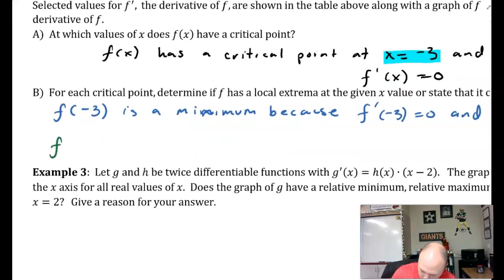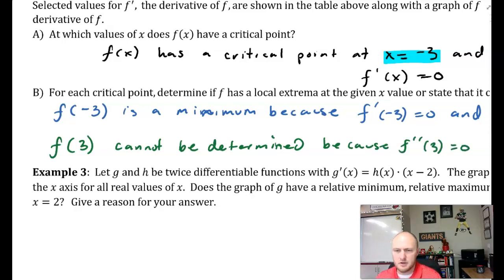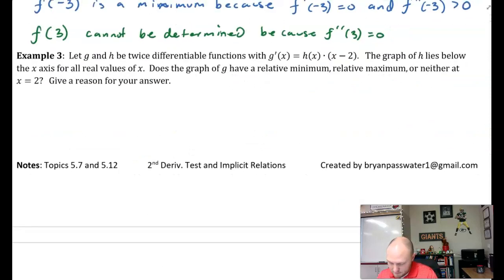Well, f of 3 cannot be determined because f double prime of 3 is equal to 0. And I don't have any other information in order to determine that, okay? All right. Example 3.